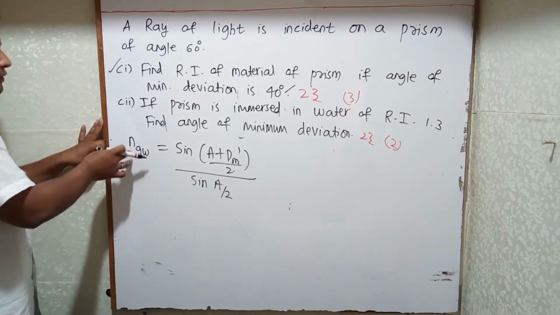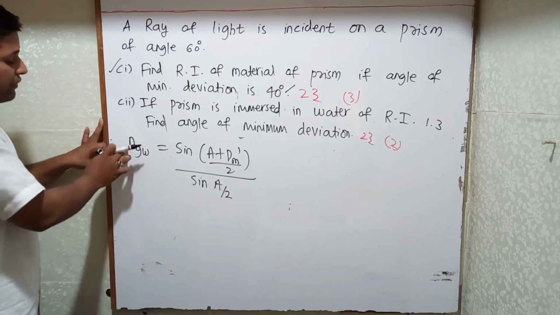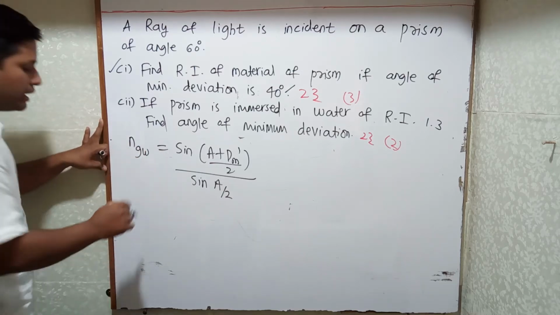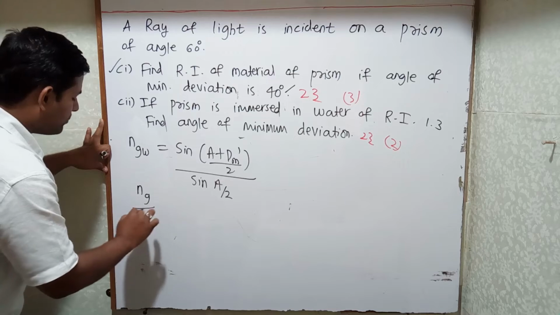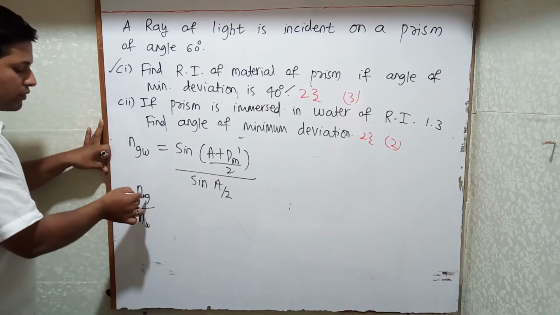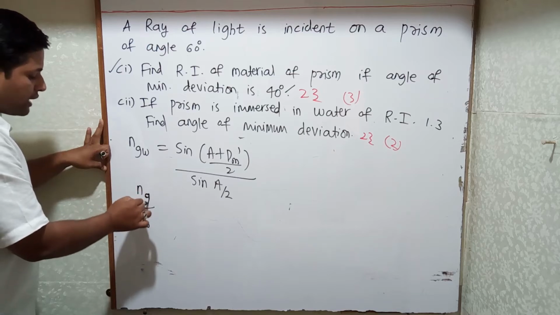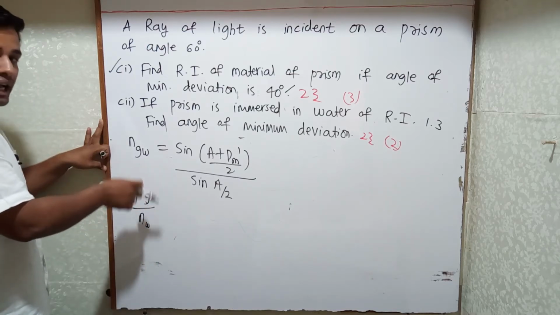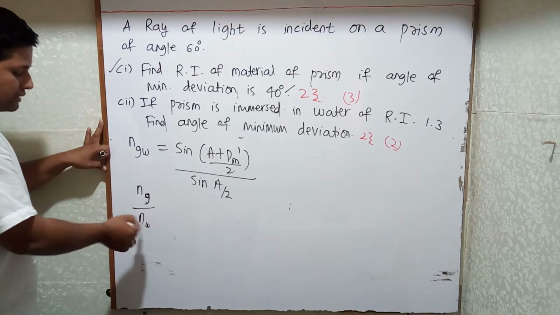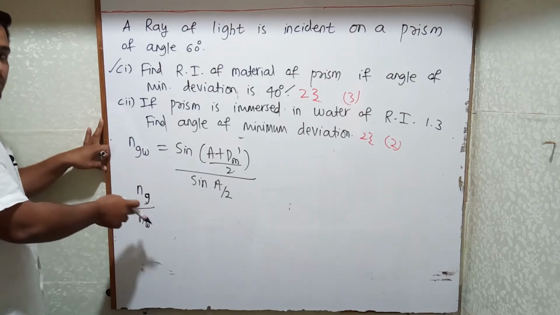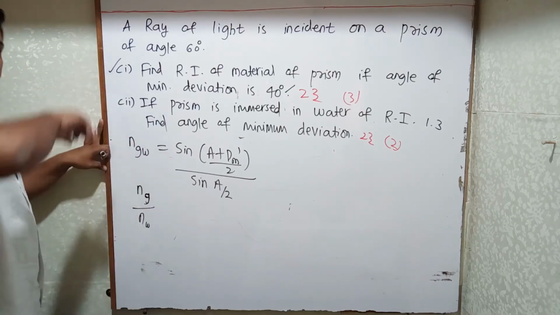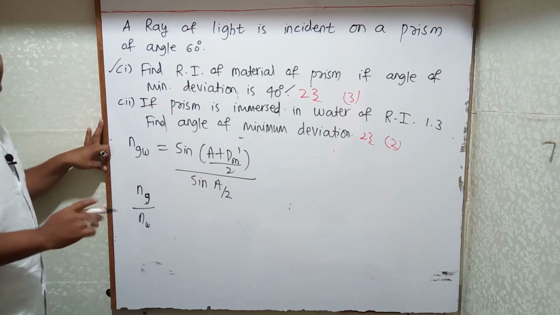Now what is the formula for n_gw? Refractive index of glass with respect to water. It's gonna be Ng divided by Nw, refractive index of glass divided by refractive index of water. What is this Ng? This is the refractive index of glass with respect to air. What is this Nw? This is the refractive index of water with respect to air. These are called absolute refractive indices also.